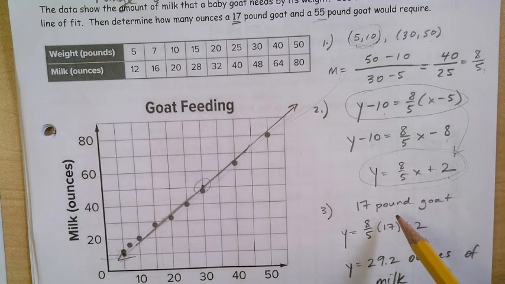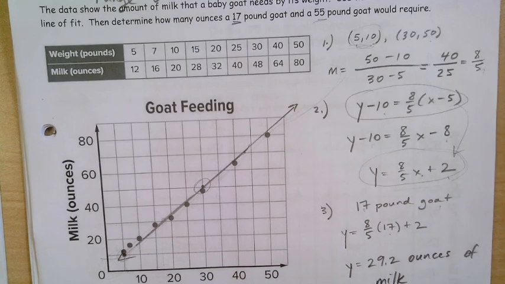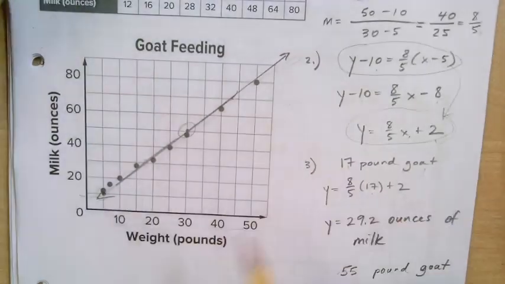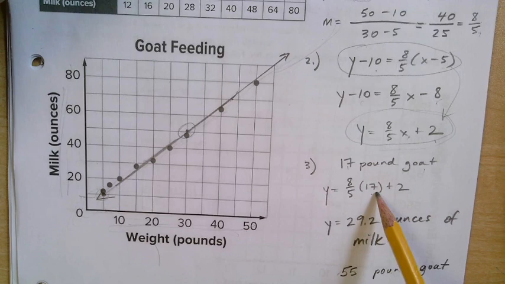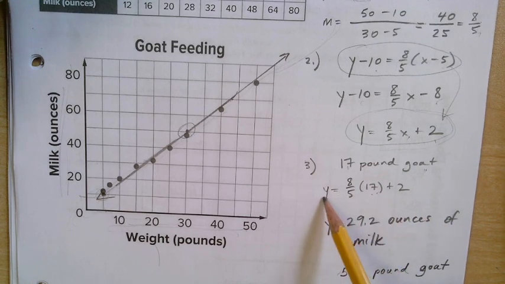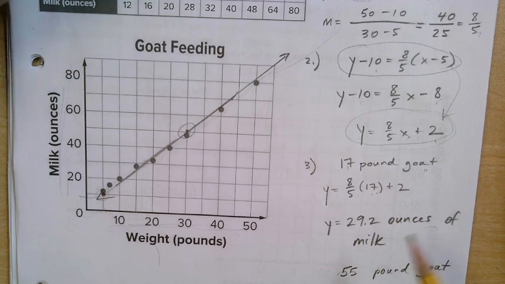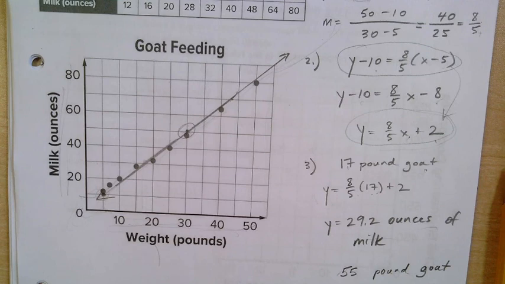Now how do we figure out how much milk a 17-pound goat needs? Well, you plug it in for X, because this is the pound of the goat, right? This is the pound of the goat, and this is the number of ounces of milk, so I'm going to plug in for X, the pounds of the goat, and I'm going to go ahead and solve for Y to figure out how much milk it's going to need. So 29.2 ounces of milk per day, I believe, is what it needs by its weight. Yeah, I think it's per day. Which, you know, isn't a ton of milk, to be honest with you.